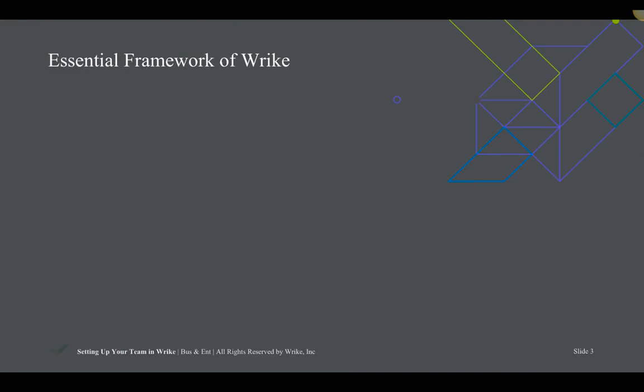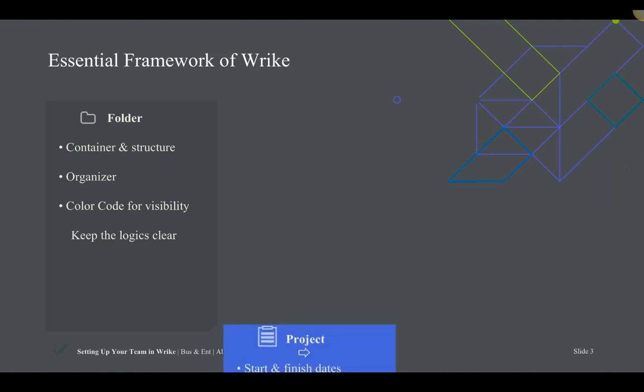And before we get started, let's first check our essential framework of Wrike that you might have heard already. First, folder. This is your main brick, your main container, how you can structurize, organize, and prioritize your work in Wrike. And color code would help you here for better visibility. And keep the logics clear. Whenever you start creating subfolders, make sure that you create them in an appropriate category, and also you use some naming convention that would help you in the future to grow your folder structure appropriately.